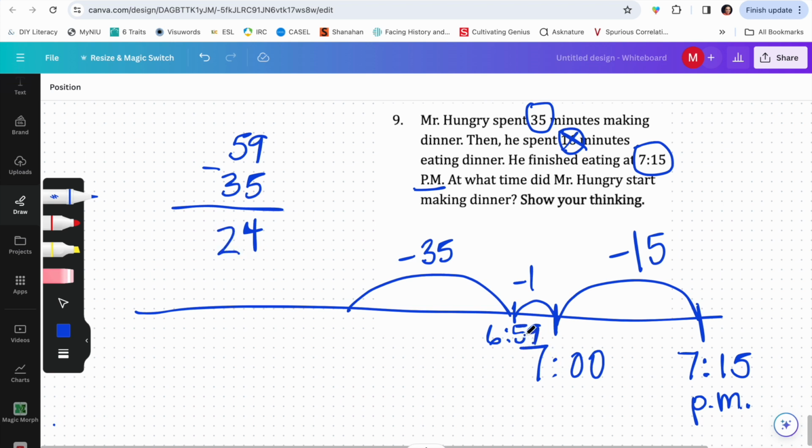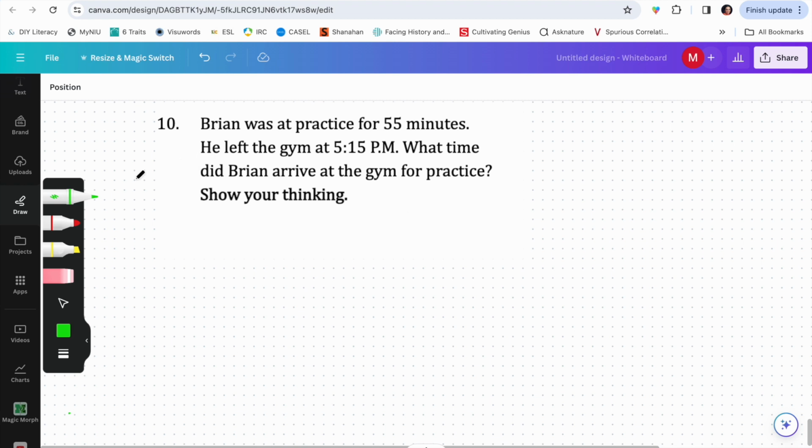So if I'm at 6:59, which again is 16 minutes backwards from 7:15, we hop back 35 minutes. That's how long he took to make dinner. The time is going to be 6. We did 59 minus 35, 24. Ding, ding, ding, ding. Wonderful. So I know this is still going to be PM because this is at night. And the time that he started making his giant feast will be 6:24.